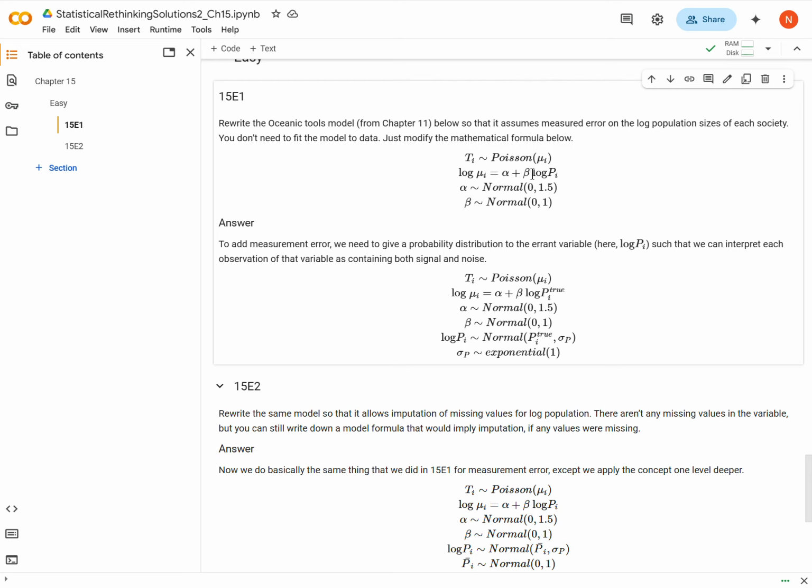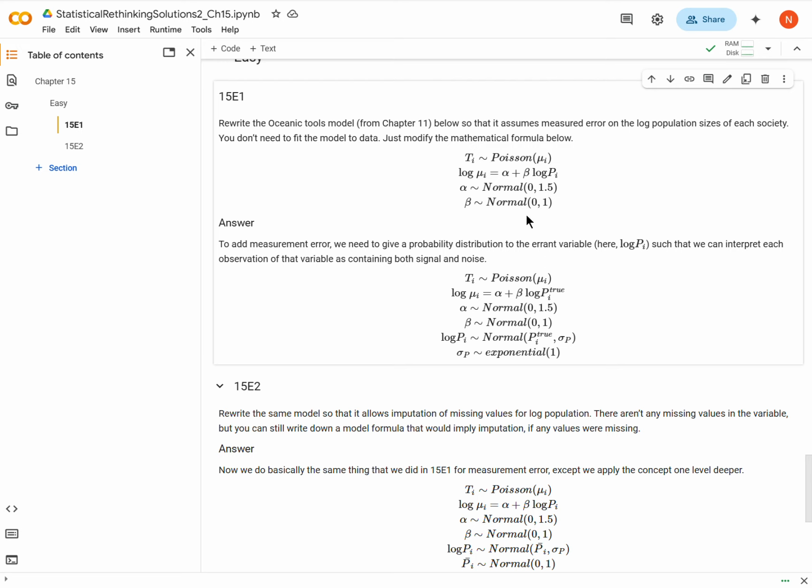Okay, so notice that we've shifted log population to now being a parameter. Well, how do I want to say that? It's not really a parameter. It just has a distribution, of which p true. If we call this a normal distribution, we're saying that the log population has the most likely value of being p true, okay? But there's going to be some noise around that here, signified by sigma p, and then we give sigma p its own distribution as well. Okay, so I hope that makes sense.